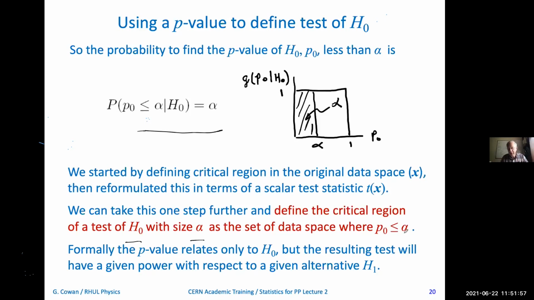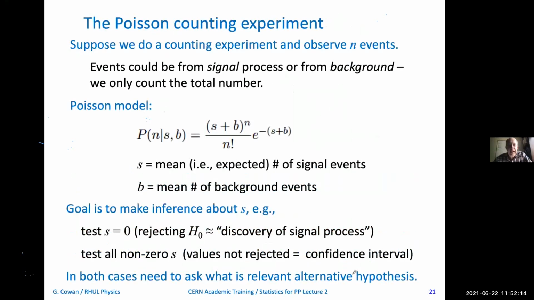And that resulting critical region, even though we might have set up the p-value without thinking too carefully about an alternative, will have a certain power with respect to any given alternative. All right, I hope that made sense. Let's go on and do an example.